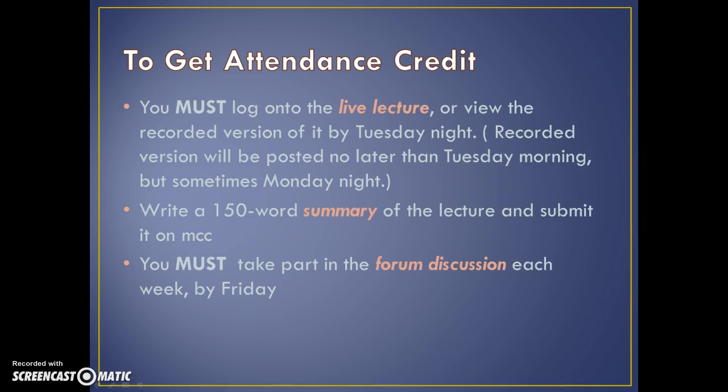To get your attendance credit this week, you need to have watched either the live version or the recorded version of the lecture for the week. Since we do not have a meeting time that everyone can join us in the live classroom, this is a recorded version of the lecture. It will be posted by Monday evening. You can watch that and then write up a 150-word summary over the lecture and what was covered and submit that on the assignment link on My Course Connection. This is worth 10 points to your attendance grade.